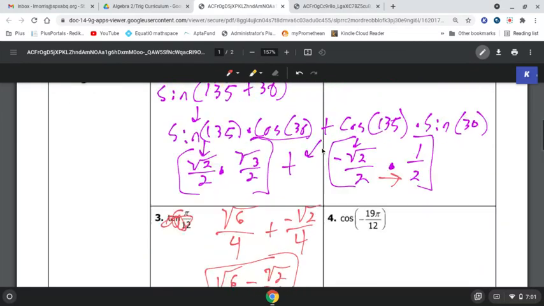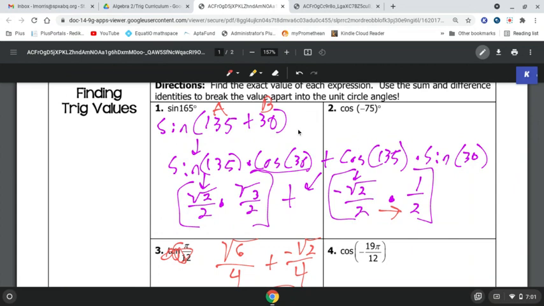So make sure you have this written down, because I'm going to erase it so I can do number 2. All right, so number 2.